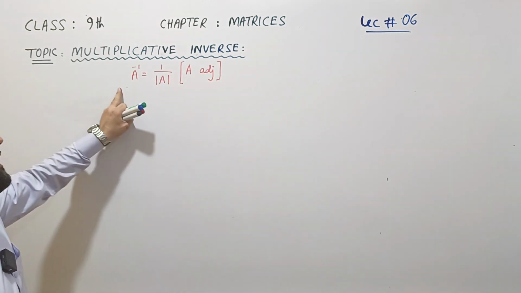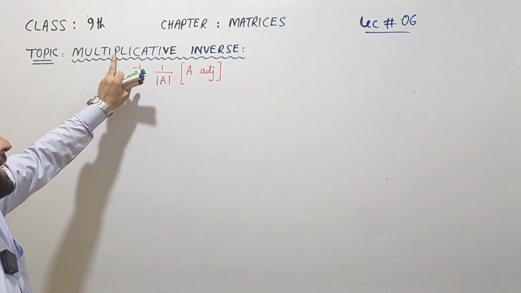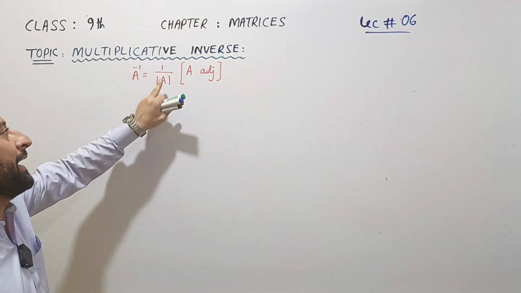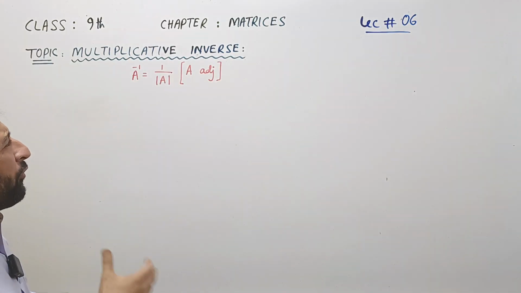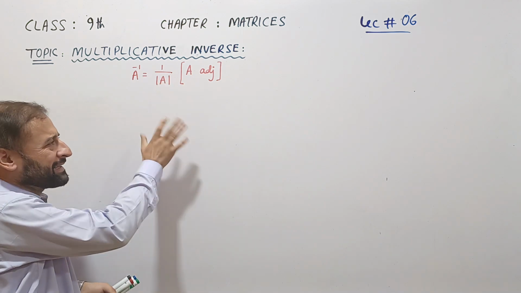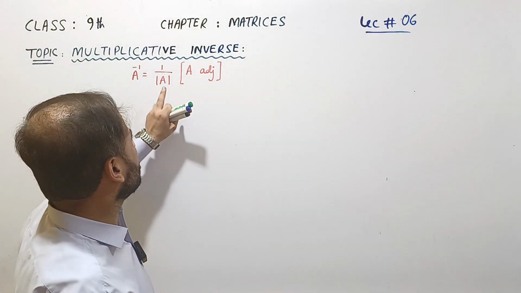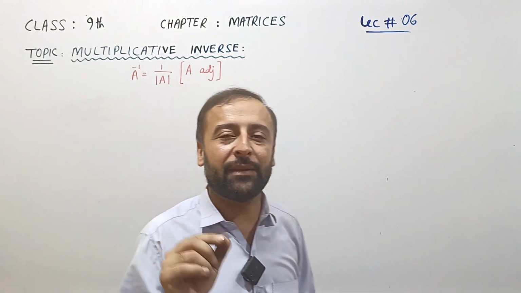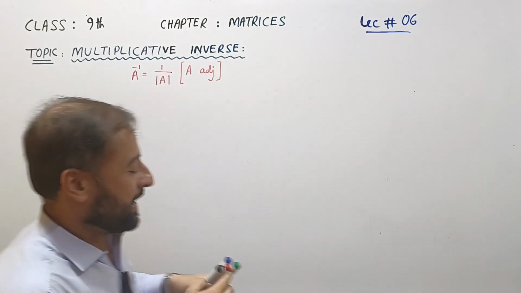Students, this is a formula to find the multiplicative inverse of a matrix. A inverse is equal to 1 by determinant of A into adjoint of A. Now, what is inverse? Where did it come from? We will discuss it later on. But first, we will discuss these two things called determinant and adjoint.